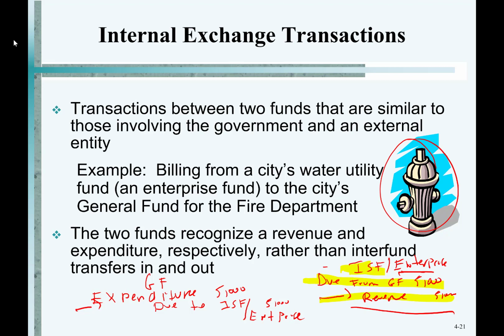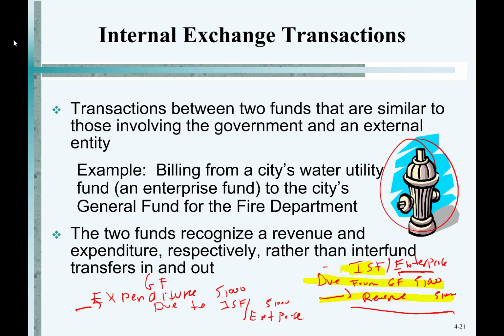Same thing if it's an enterprise fund. I wrote enterprise fund here. If it's an enterprise fund and the government, the general fund, I should say, is purchasing water from the enterprise fund, in the general fund we'll debit expenditure, credit what? Due to the enterprise fund, because water is paid for out of enterprise funds, aren't they? And in the enterprise fund, they'll debit due from general fund and credit the revenue for the water service that they're providing. So really the same journal entries, whether it's the internal service fund or the enterprise fund here.